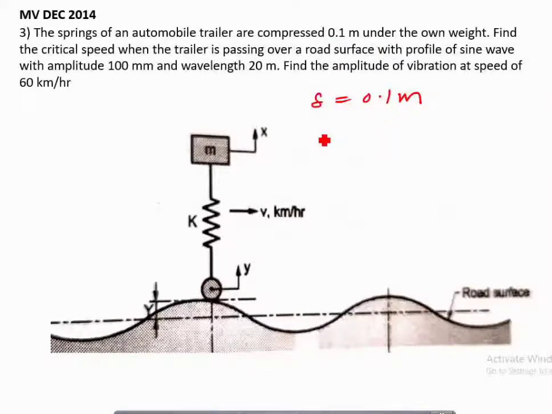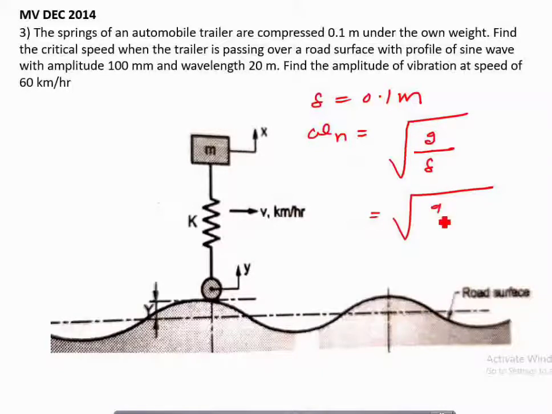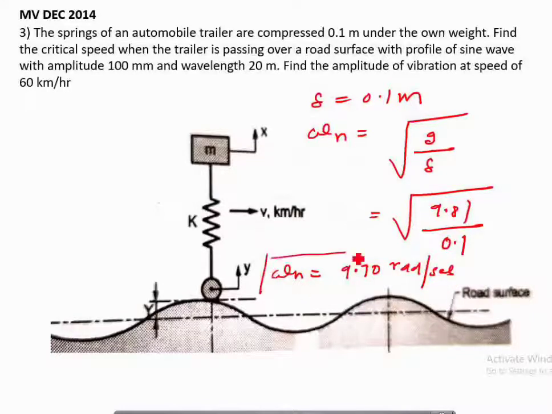Now you know omega n, but they haven't given you the mass m as well as k. So how will you find omega n? We have another formula: omega n is equal to the square root of g upon delta, that is the square root of 9.81 divided by 0.1. So I am getting omega n as 9.90 radian per second. So I have got the natural frequency of free vibration.